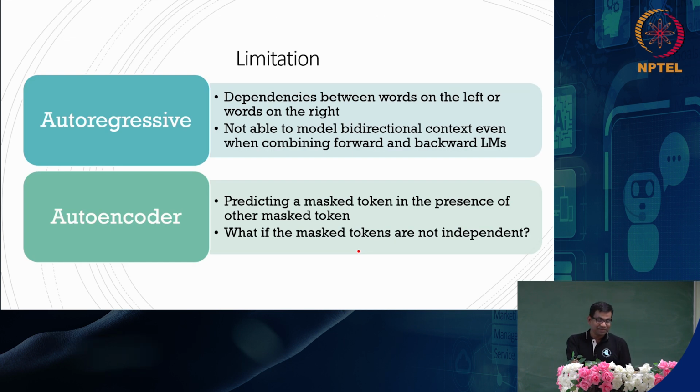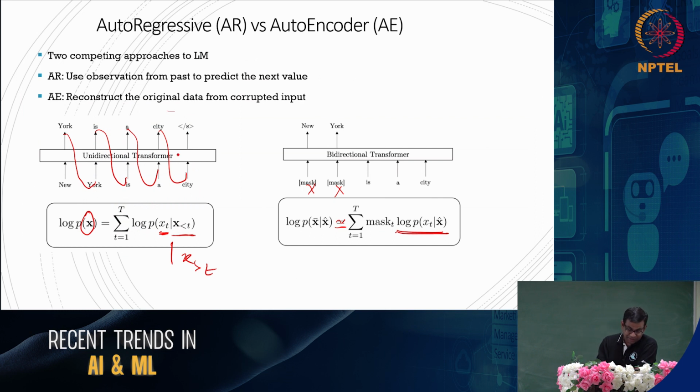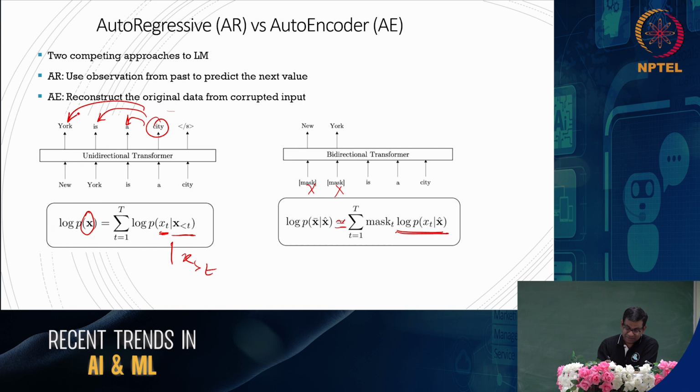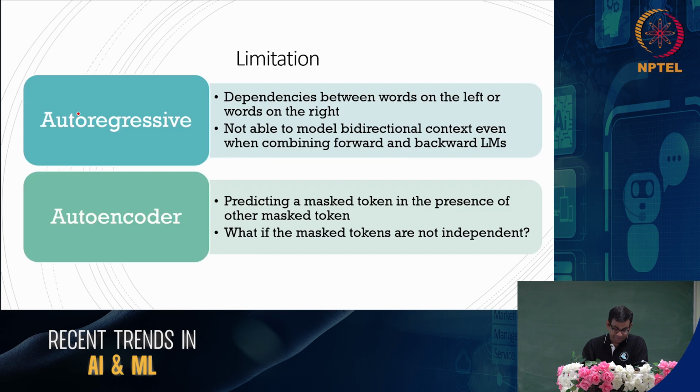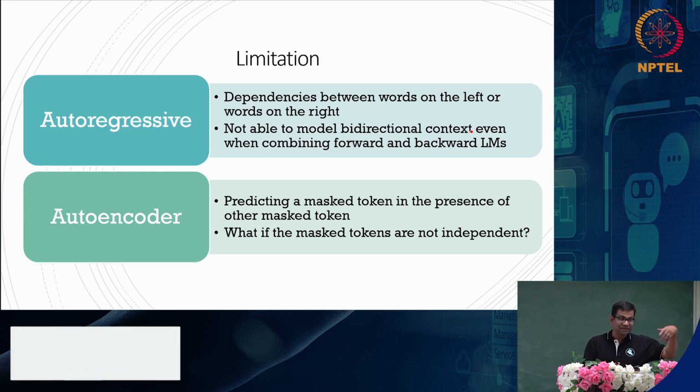Now both of these have advantages and limitations. The limitation of autoregressive is that it captures dependency only between words on the left. If I say New York is a city, and I want to predict this word city, it only depends on the previous words. You do not know what is coming next, and it is not able to model bidirectional context. So even if you have something on the right, you are not capturing that. You are only taking the sequence that is behind.